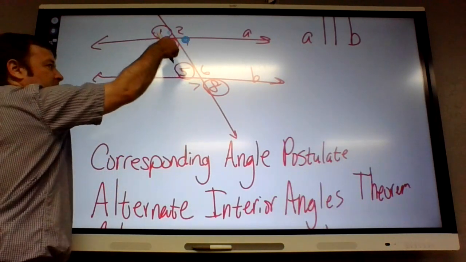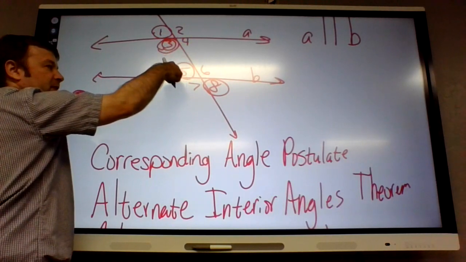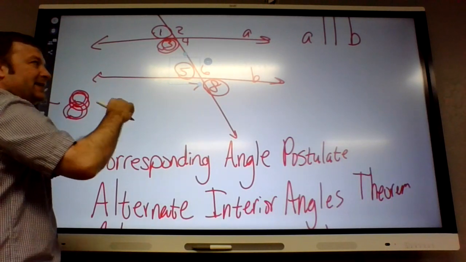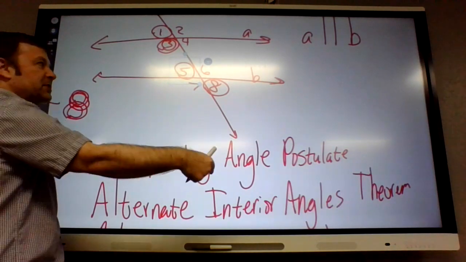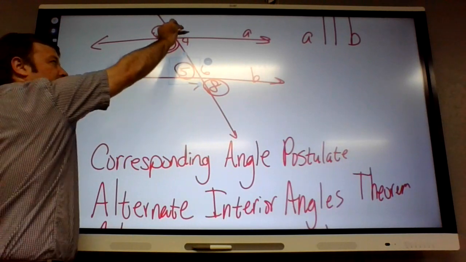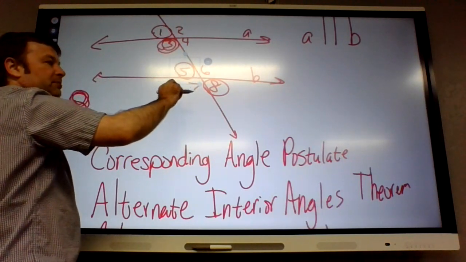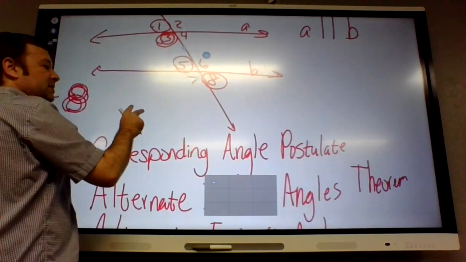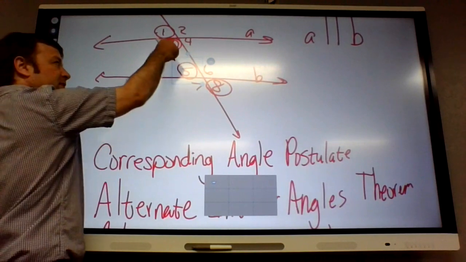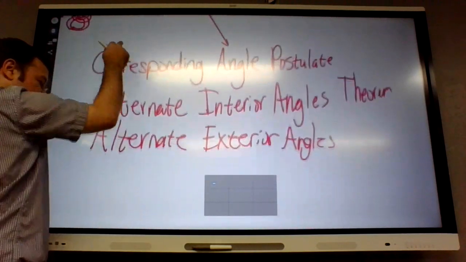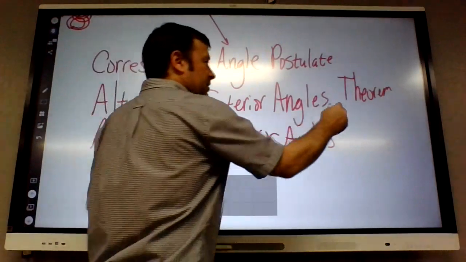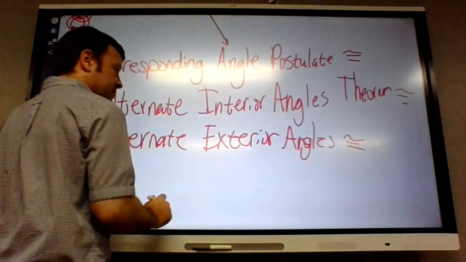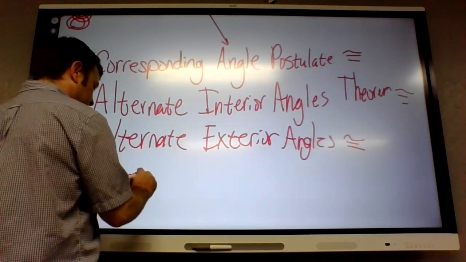Some books call these two, well, here, I'll just tell you what this book calls it. This book calls it consecutive interior angles. Consecutive just means in a row, and interior because they're between these two lines. Some books call them same side interior because they're on the same side of the transversal, but this book calls it consecutive interior. These other angles are all congruent, congruent, congruent, but this one is supplementary.